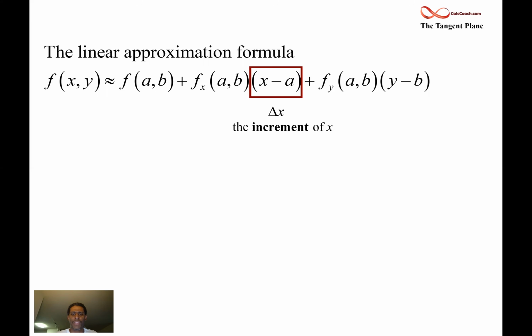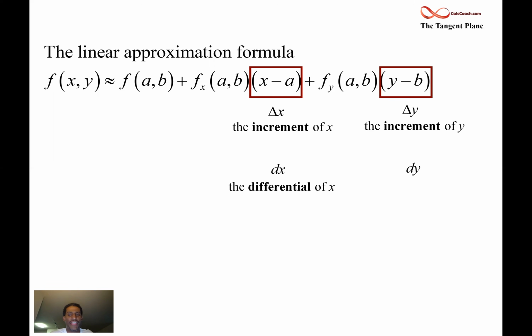Okay, it's the increment of x. For us in the last problem, it was negative 0.05 or negative 1/20. The y minus b is the change in y, the increment of y. In the last problem, it was 8 over 100 or 2/25. And so we call that dx and dy, the differential of x and the differential of y.